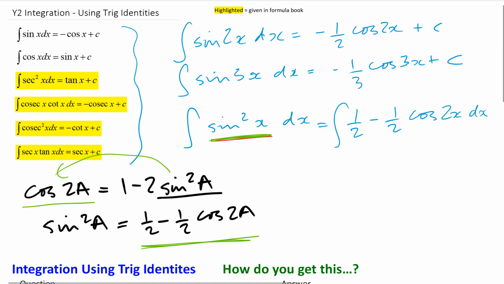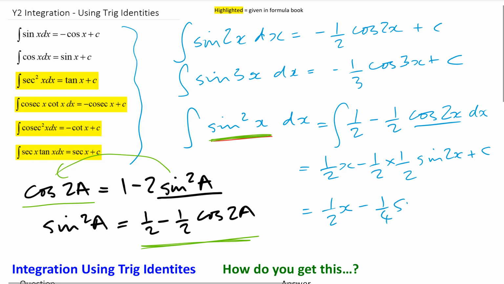And we can integrate this fairly easily. Now the integral of a half is a half x. The integral of cos 2x is just going to be a half sine 2x. And don't forget the plus c. So the final answer is half x, or x over 2, minus a quarter sine 2x plus c.